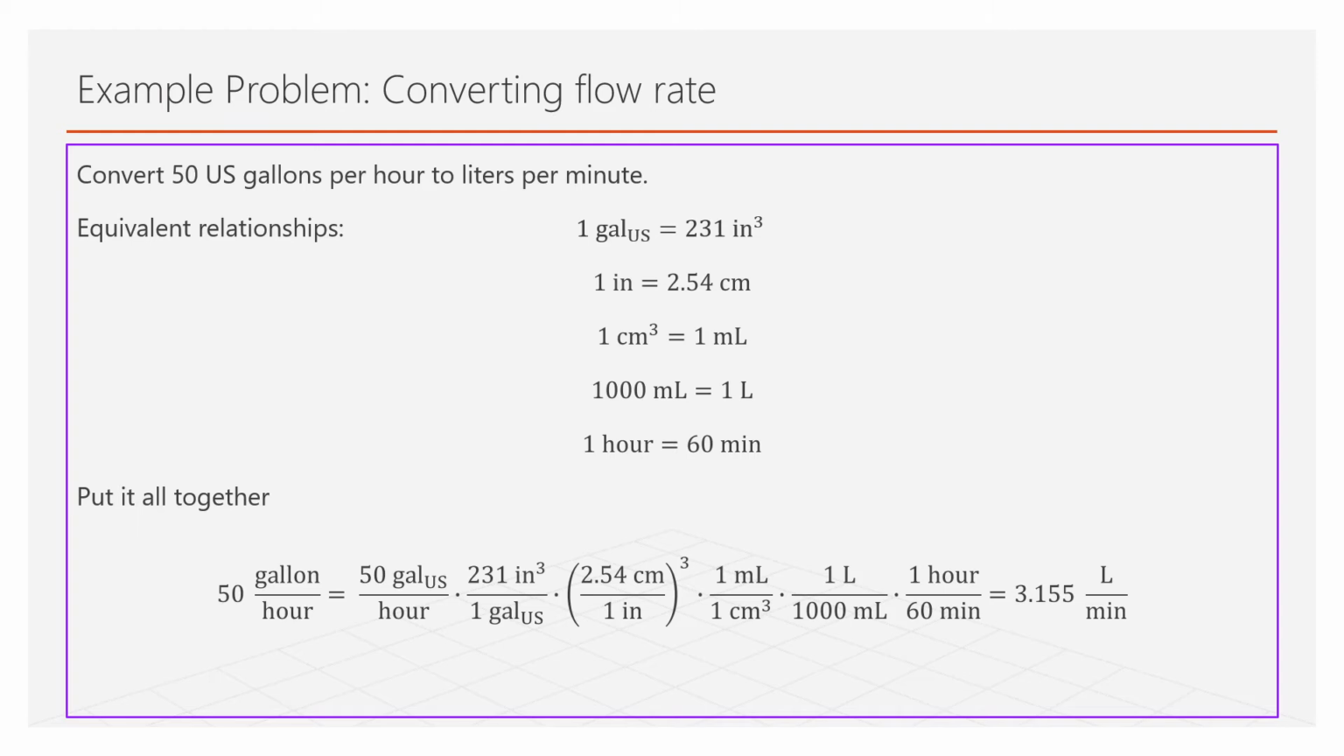When reviewing this, you should notice that in each pair, the units will cancel out. So in the first pair, gallons cancel out. In the second pair, cubic inches cancel out. In the third pair, cubic centimeters cancel out. In the fourth pair, milliliters cancel, and then liters are left over. And then the first factor and the last factor convert hours to minutes.